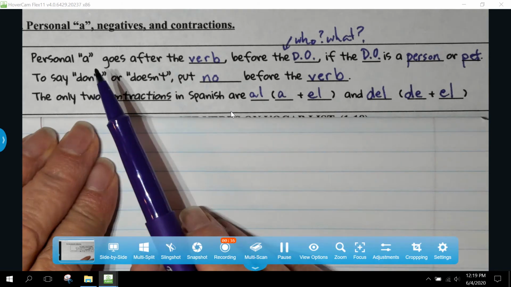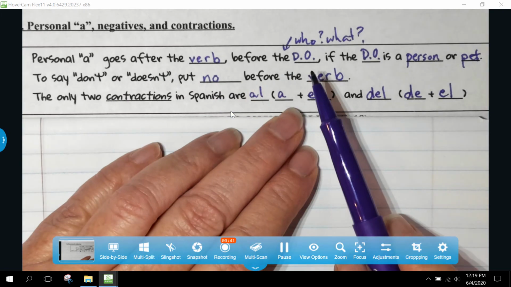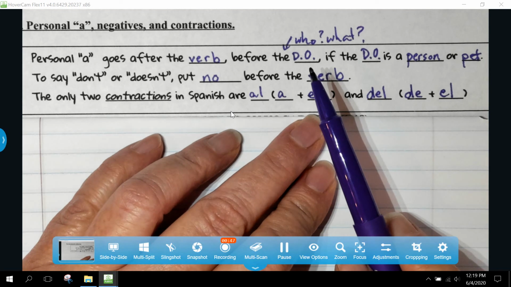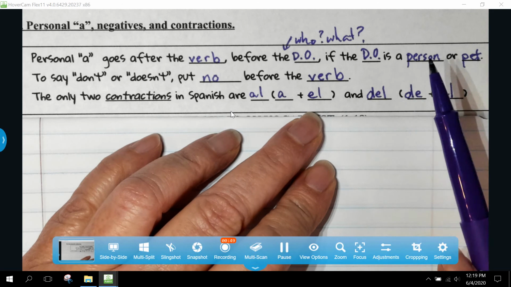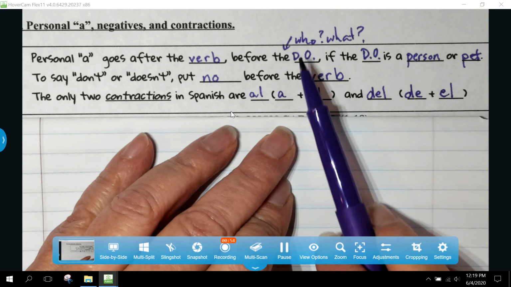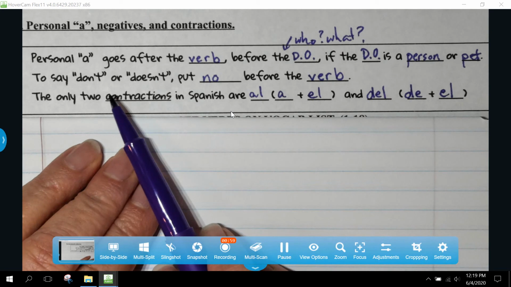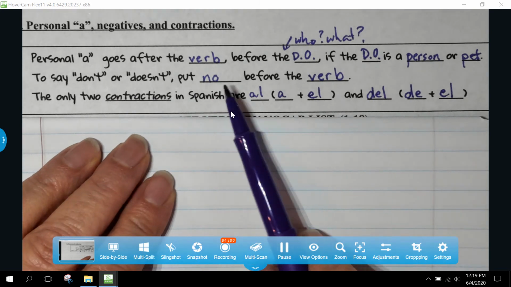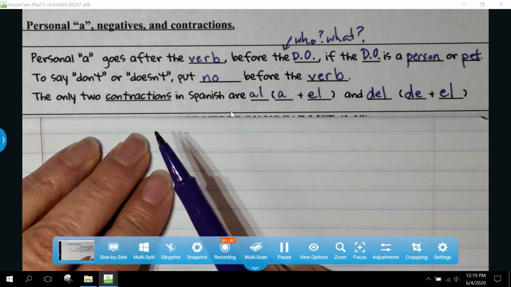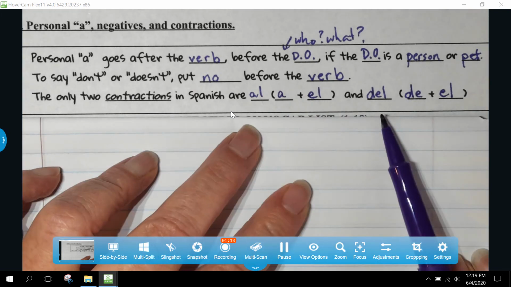Okay, first of all, personal a goes after the verb, before the direct object, and since I didn't leave you enough room to write direct object, you can write just D-O. Use it if the direct object is a person or a pet. We'll get back to that in a minute. A direct object answers the question who or what. Next, to say don't or doesn't, you put no before the verb in a Spanish sentence. Third, there are only two contractions in Spanish, al and del.